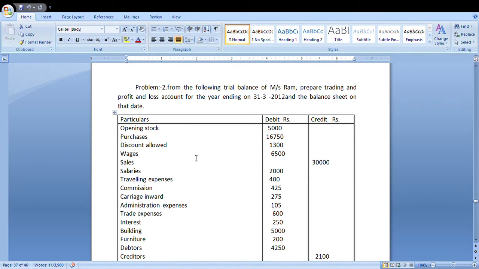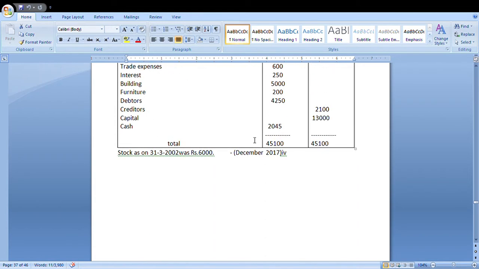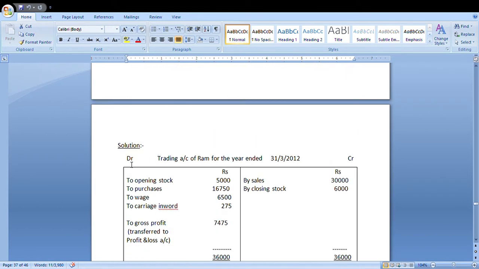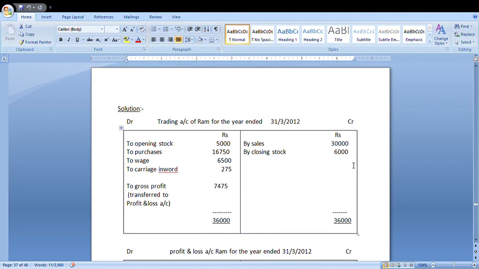First, prepare a trading account. We first start with the opening stock. This is the format of the trading account, which has two sides, one side debit and another side credit. Debit side, trading account of Ram for the year ended 31st March 2012. First we start the debit side. To opening stock 5,000.